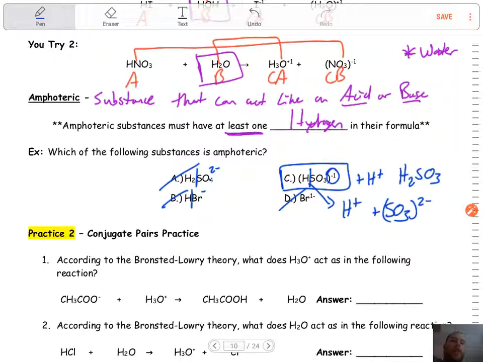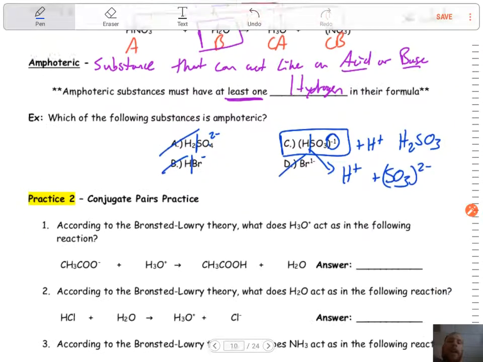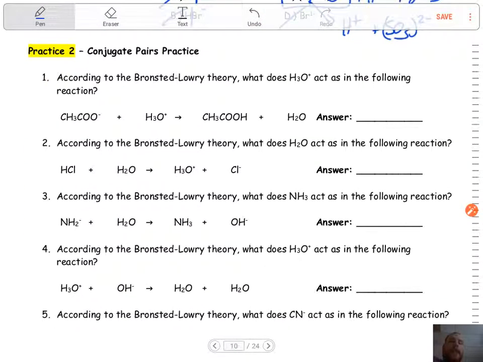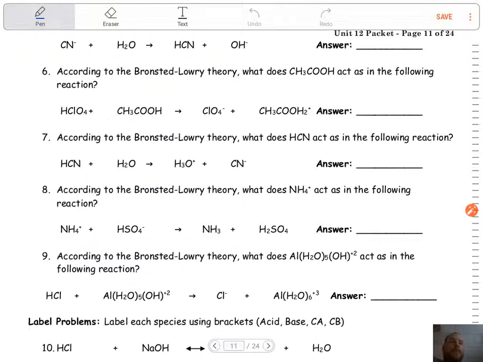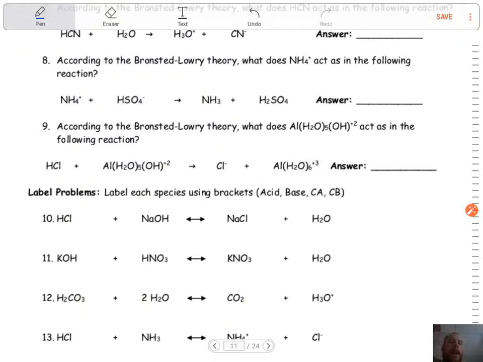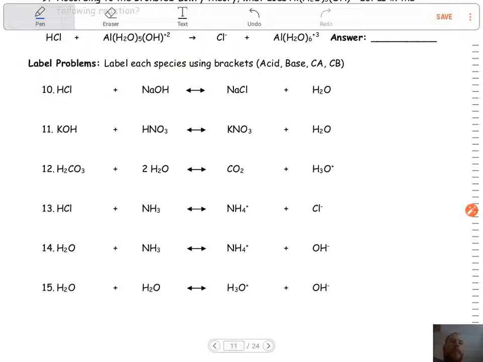Okay, so the thing you want to look for is, hey, 1, it's got to have at least one hydrogen. 2, then start looking for a negative charge to think, hey, it could be that base, that proton acceptor. Okay, so at this point, go ahead and do practice 2, work through the pairs practice where you're answering some questions. And then, oh wow, I didn't even see that got messed up. Sorry, guys, number 5 is right here. And then labeling all the species with that as well. All right, until next time, I'll see you later.